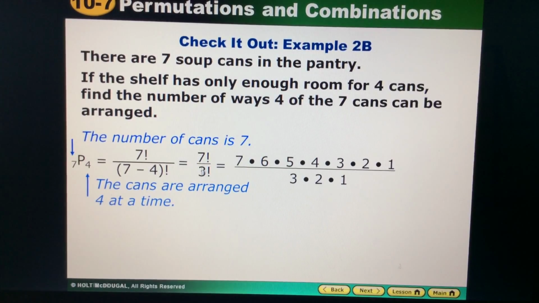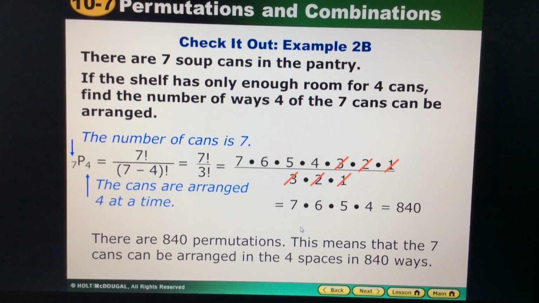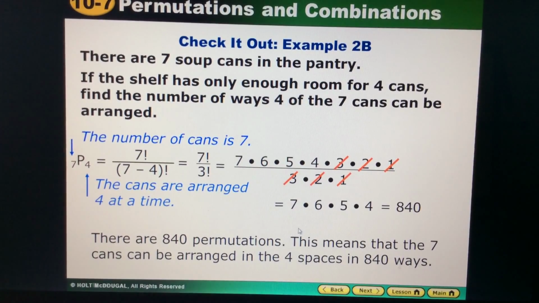So that'll be 7 factorial over 3 factorial. But the 3 factorial can be canceled out of here, and here's the 3 factorial in the numerator. So those can be divided out. And you're just left with 7 times 6 times 5 times 4, which is 840. So 840 ways those 7 cans can be arranged in 4 different arrangements.